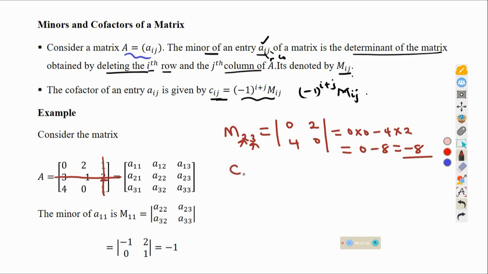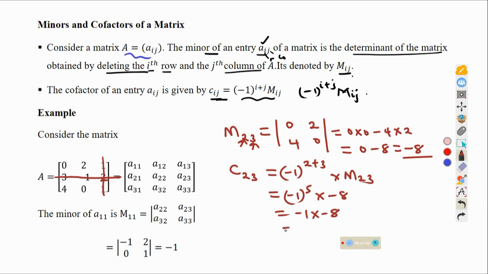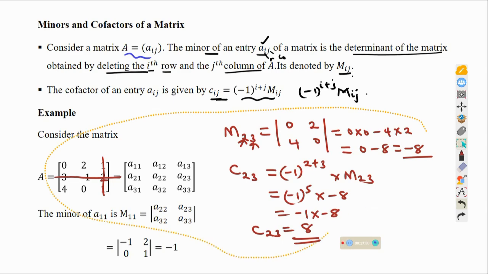So from there, get the cofactor 2, 3, which is negative 1 to the power of 2 plus 3 times the minor of 2, 3. And what will that one give us? Negative 1 to the power 5 times negative 8. This will give us negative 1 times negative 8, which will give us positive 8. So this will be the cofactor 2, 3. After doing that, get again the cofactor of other entries as well.